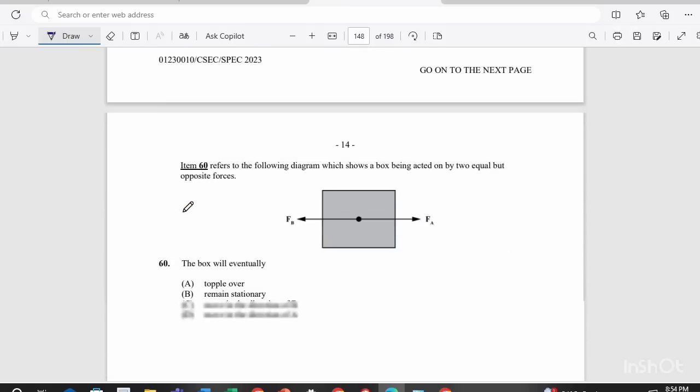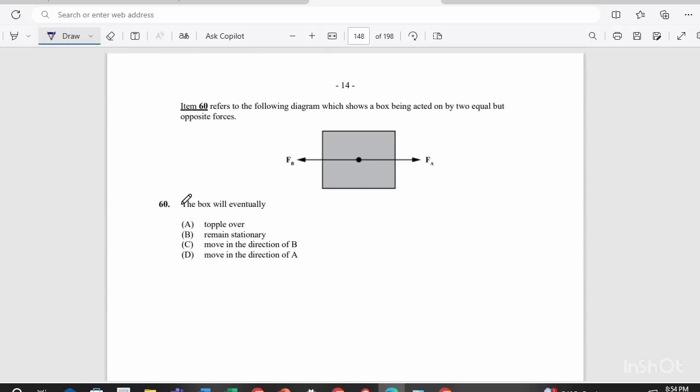And the final question, item 60 refers to the following diagram, which shows a box being acted on by two equal but opposite forces. The box will eventually A, topple over, B, remain stationary, C, move in the direction of B, or D, move in the direction of A. And the answer there is B, remain stationary. Remember, the question says there are two equal but opposite forces. And that is the end of the specimen paper.